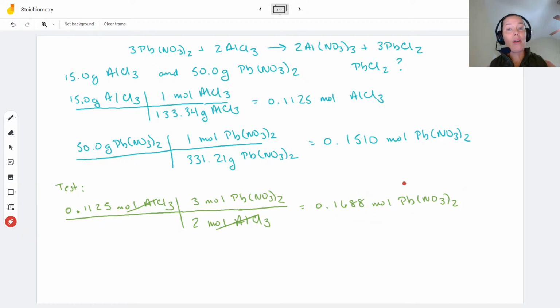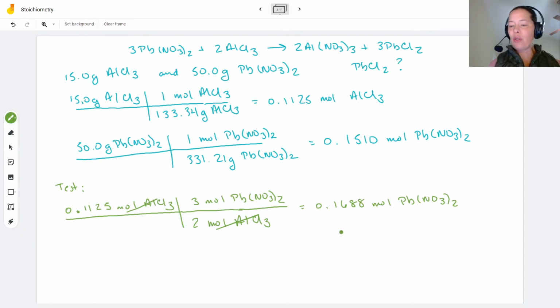Okay, so now I'm going to walk over to my pantry. How many moles do I actually have? Do I have enough? And you can see I don't have enough. I need 1.688, but I only have 1.510. So I am going to run out of lead nitrate before I can react all of my aluminum chloride.